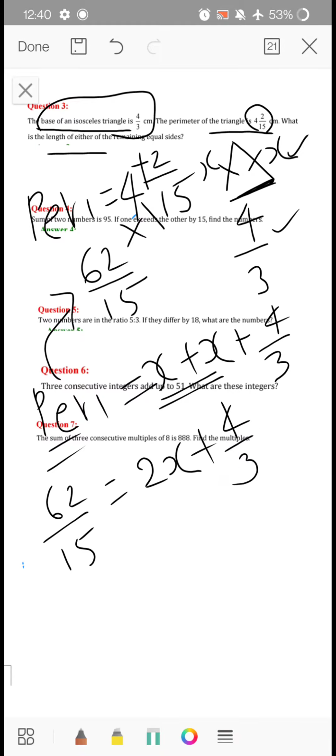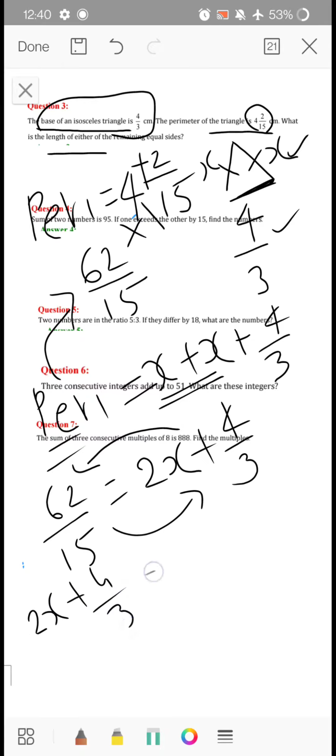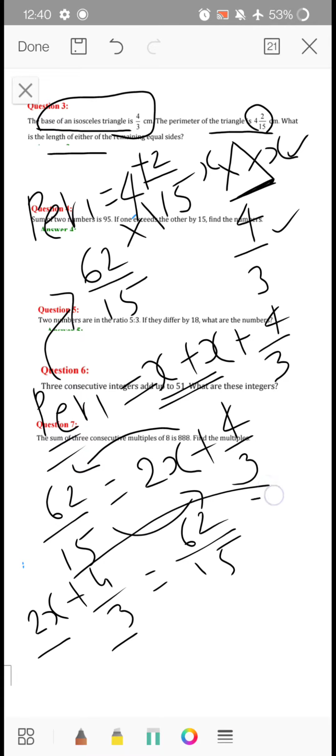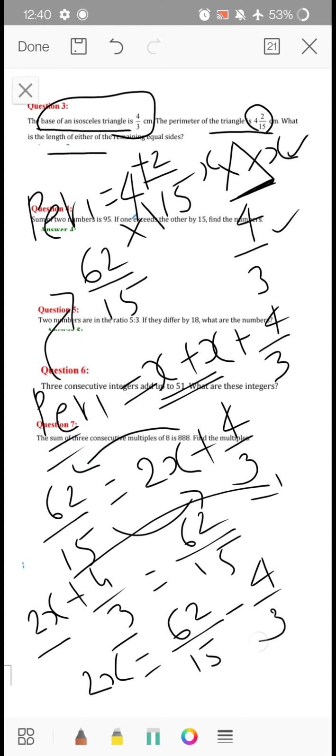If you are getting confused in this kind of equation, then simply you can reverse them, LHS to RHS and RHS to LHS. So 2x plus 4 upon 3 is equal to 62 upon 15. Now we know that these are in addition. If you transpose it, then it will be in subtraction. So 2x is equals to 62 upon 15 minus 4 upon 3.